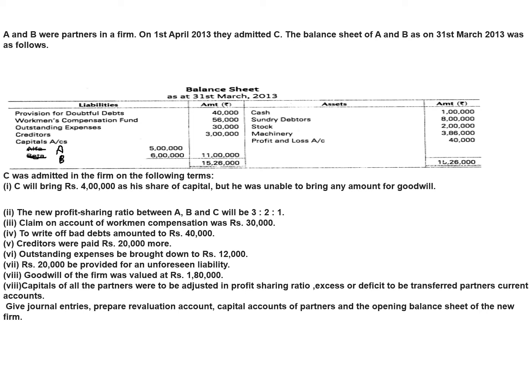Now what should be A's capital? 24 lakh into 3/6. 3/6 is 1/2, it comes 12 lakh. B: 24 lakh into 2/6, 1/3, 8 lakh. And C is already having 4 lakh.